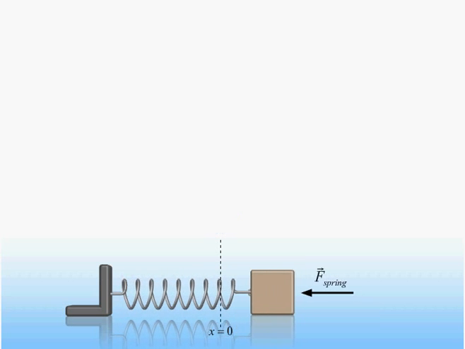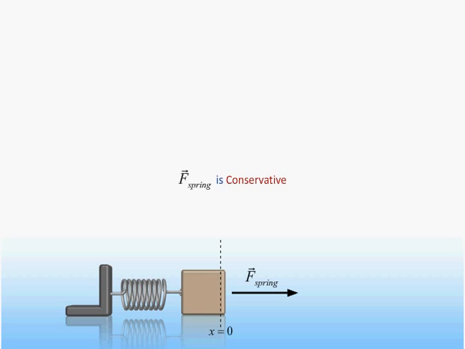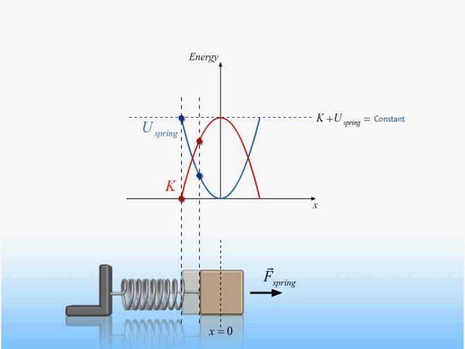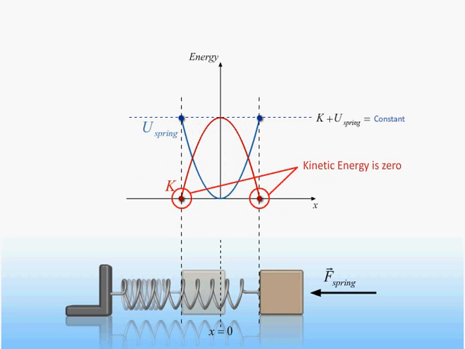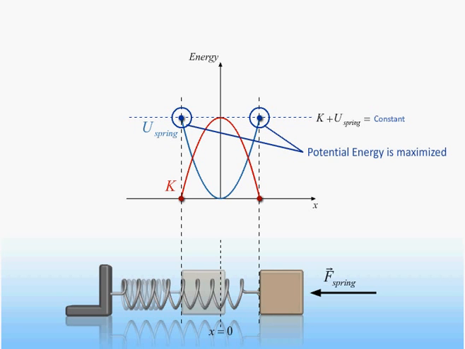Since the spring force is conservative and the only force that does work on the mass, we know the total mechanical energy of the system will be conserved. That is, the sum of the kinetic energy of the mass and the potential energy of the spring will be the same at any point of the motion. In particular, since the kinetic energy of the mass is 0 at the endpoints of the system, the potential energy of the spring will be maximum at those points.